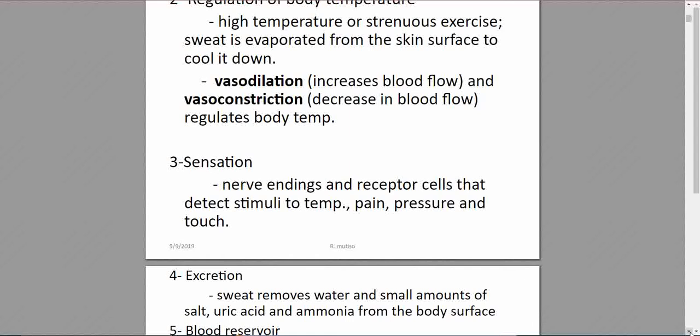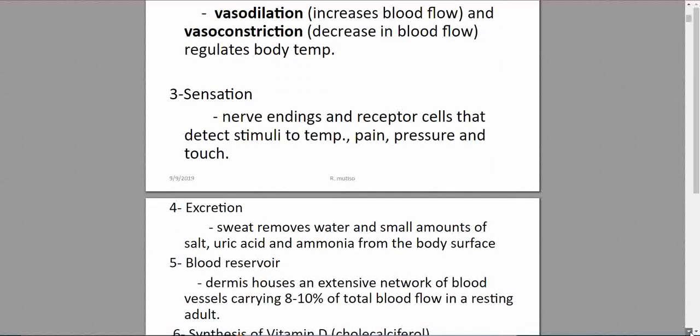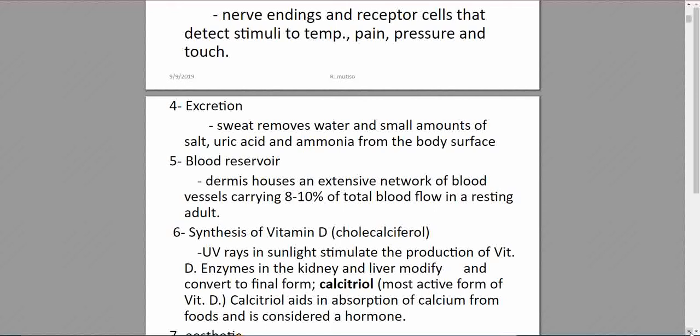So then the vasoconstriction, we have a decrease in blood flow because of the decrease in the diameter of the blood vessel. That's what happens. Then there is sensation. In the sensation, we have nerve endings, receptor cells that detect stimuli such as temperature, pain, pressure, and touch, and so forth. They bring the information to the brain for the purpose of sensation.